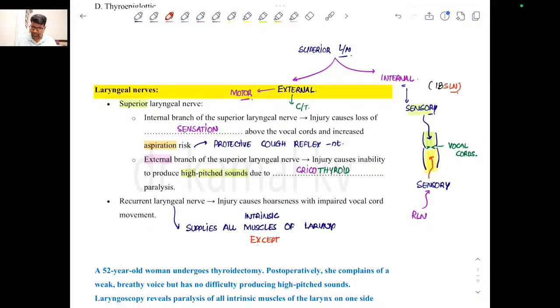Very good. So this is cricothyroid. And now you can tell me, if cricothyroid is not supplied by the recurrent laryngeal nerve, then what is the nerve supply of cricothyroid? Yes, nerve supply of cricothyroid.